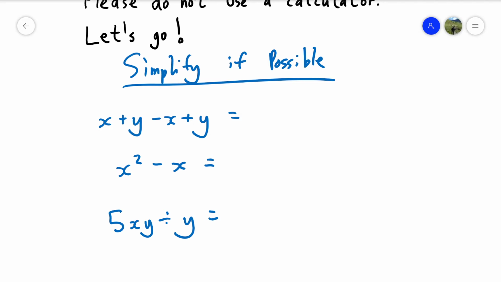Okay, the answer to the first one is 2y. The answer to the second one is not possible, so it cannot be simplified. The answer to the third one is 5x. Let's look at the reasons why. There's going to be 3 more sets of 3 questions after this one, so you can obviously skip forward if you want.